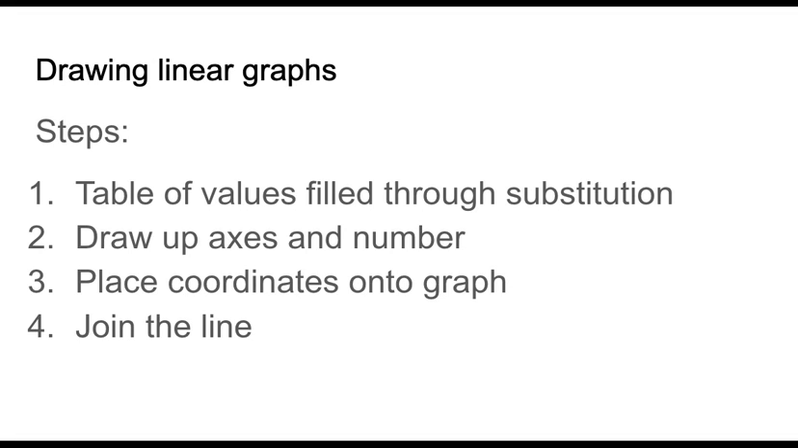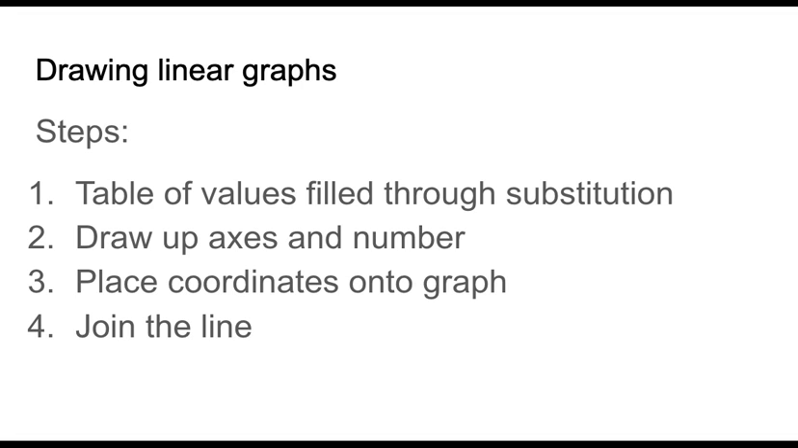The first step is to draw the linear graphs. As we've done before, the steps are: 1, do a table of values filled through substitution. So we do all the x values and then we do the y values. We then draw up our axes or our coordinate plane and we number them, making sure that the spaces are even. And then we place the coordinates onto the graph and then we join the dots with the line. And that's how we draw our linear graphs.